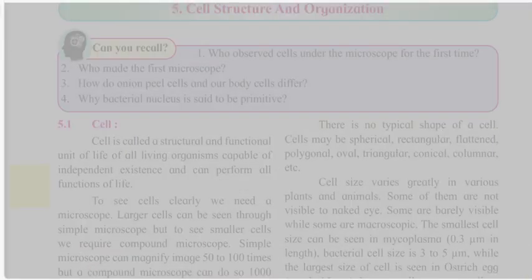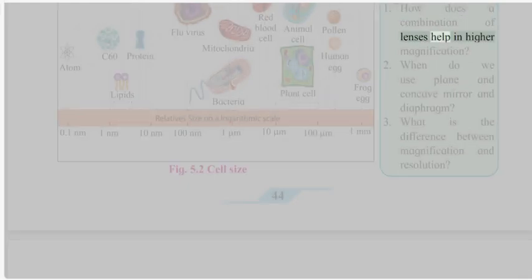4.5 Cell structure and organization. 1. How does the combination of lenses help in higher magnification? 2. When do we use plane and concave mirror and diaphragm? 3. What is the difference between magnification and resolution?